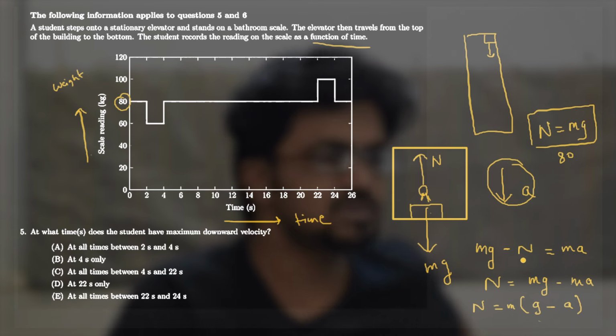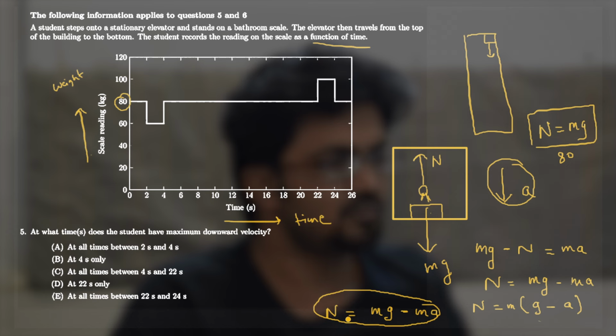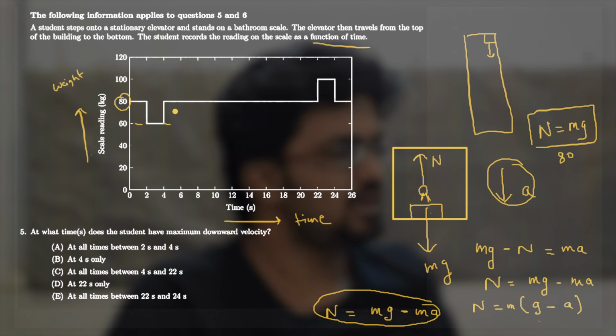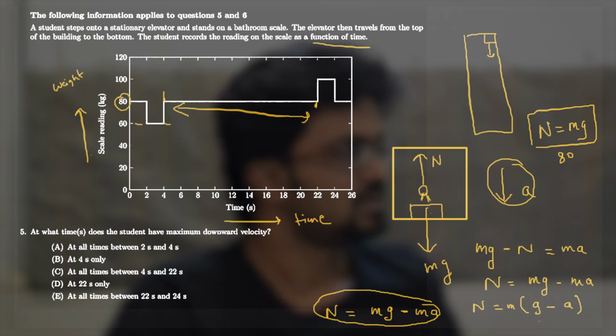Now the normal reaction is decreased by ma. So the normal reaction is nothing but mg minus ma, a decrement of ma. This normal reaction is nothing but the apparent weight of the object. This apparent weight comes out to be less than the actual weight, which is shown as 60 kg. Then the lift starts moving at a certain velocity, following a constant velocity for a certain interval of time before stopping. It moves with this velocity from 4 seconds to 22 seconds.